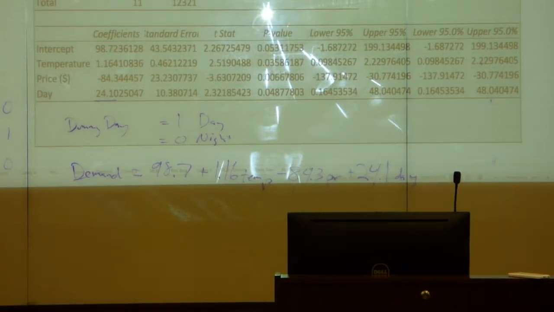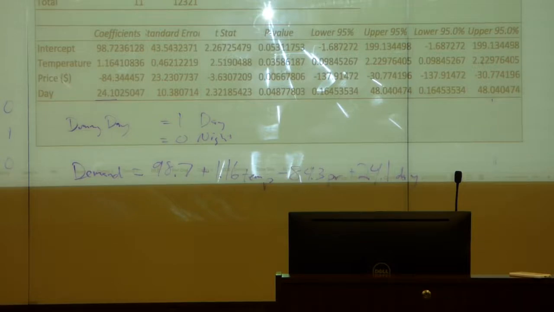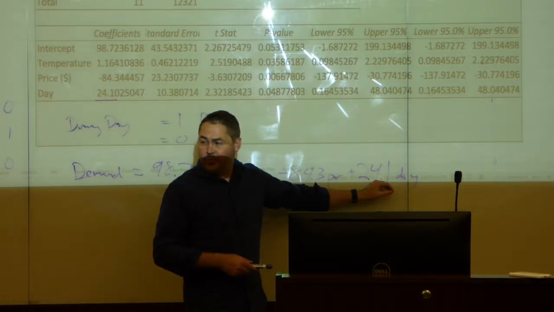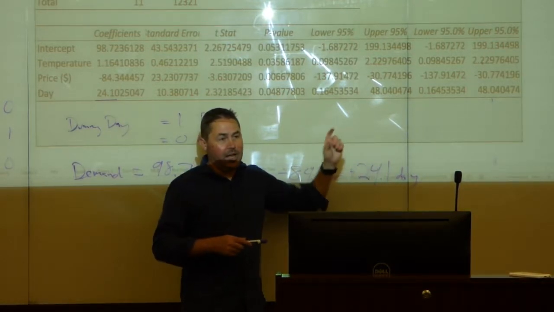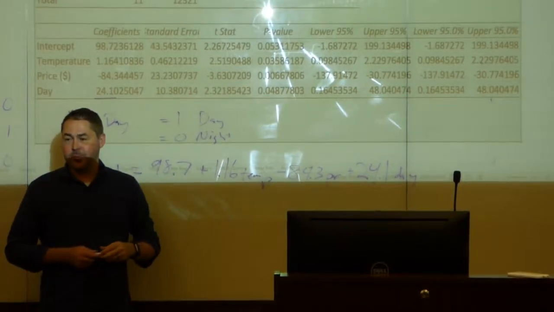Does it matter which is which? The answer is no. Right? You could always let night be equal to 1 and day be the default 0. Then you're looking at how it changes if it's night compared to day. Here we're saying if it's day, which is 1, there's going to be on average 24.1 more hot dogs demanded compared to, all else equal, same price, same temperature, but at night. Okay?